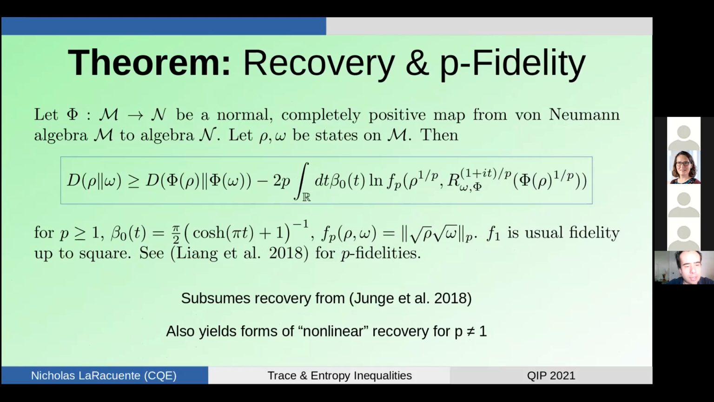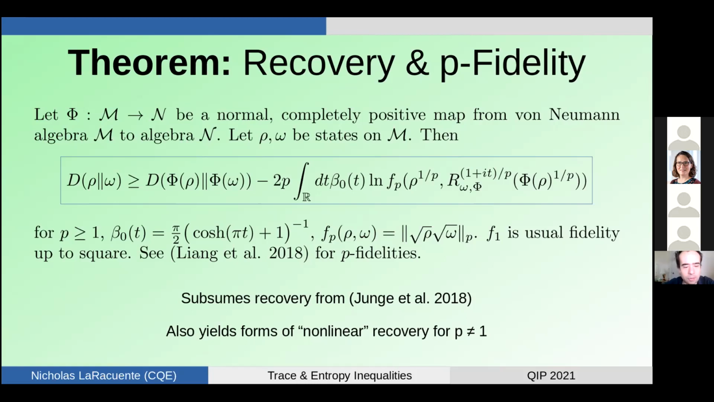So from this, from these ideas, we can get a p-fidelity generalization of recovery, where the p-fidelity is now this parameterized fidelity that includes the original. This will actually subsume the recovery result from Junge and co-authors in 2018.